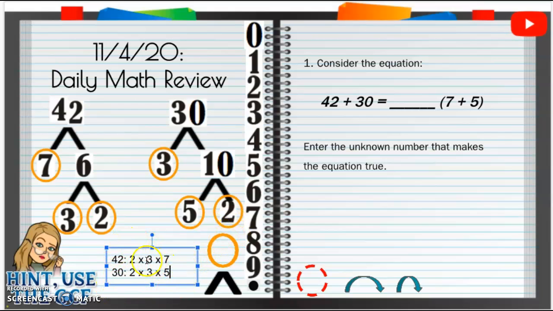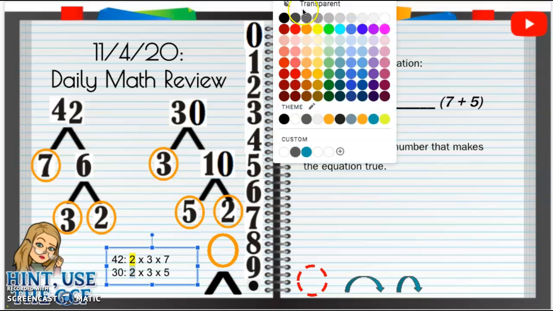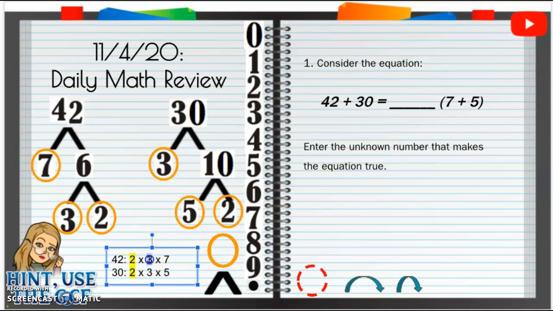All right, now, what do they share? Let's see. Do they share 2? They do, in fact, share 2. I'm going to highlight that 2. Do they share anything else? Do they share 3? They do share 3. I'm going to highlight that 3. Do they share a 7? No. Do they share 5? No. So they don't share anything else. So they share 2 and a 3.